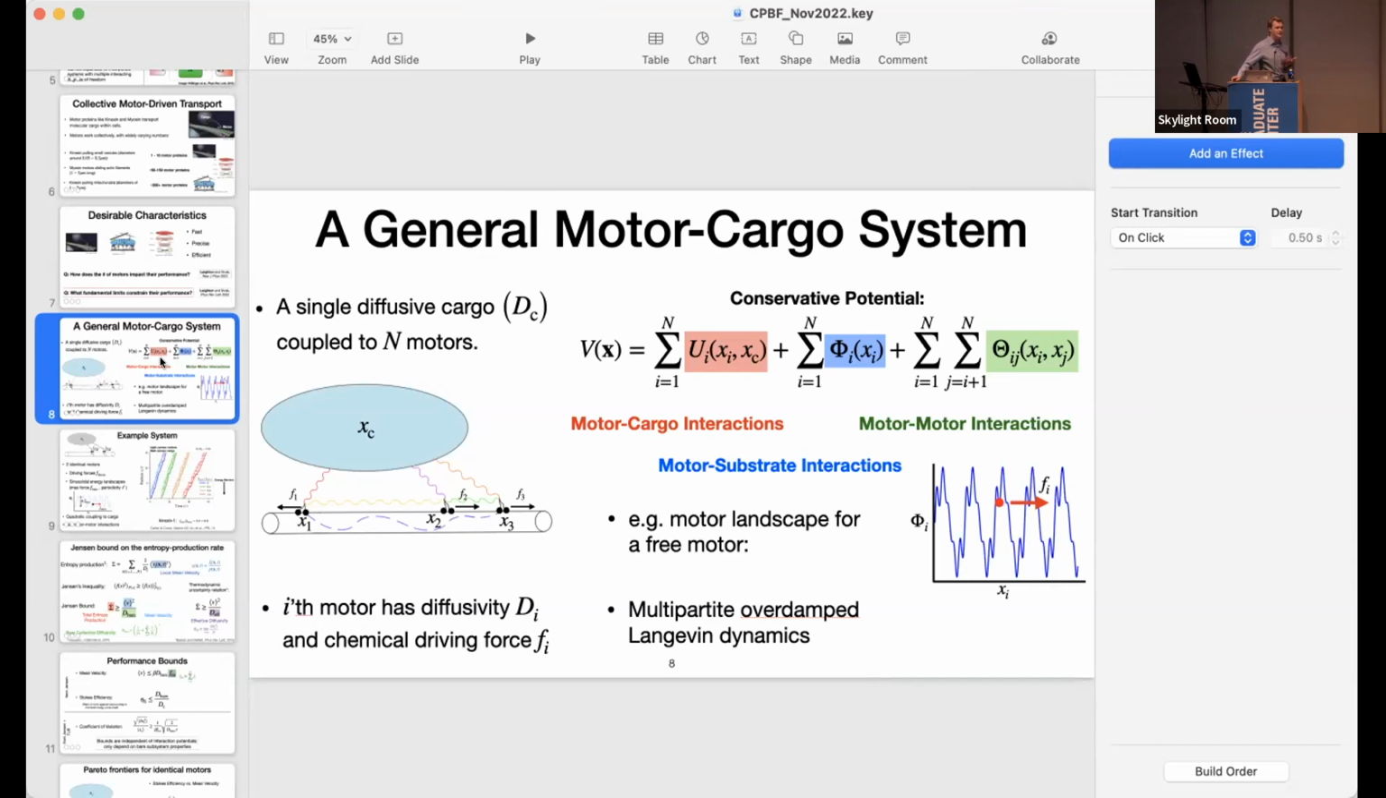So like, there might be long-range cooperative interactions between motors mediated through the microtubule. There's some experimental evidence for that. There might be short-range repulsive forces. There could be linkers between the motor and cargo with a preferred rest length. Really, you can put anything into this framework, and the results follow.